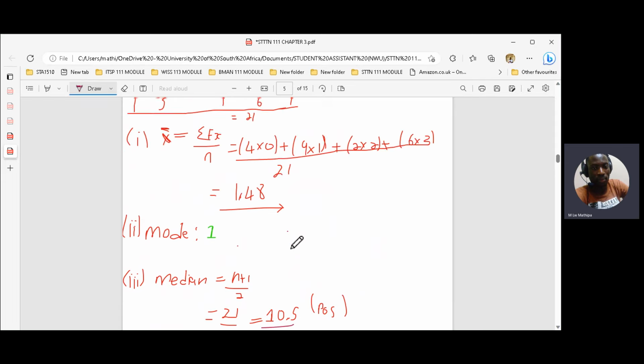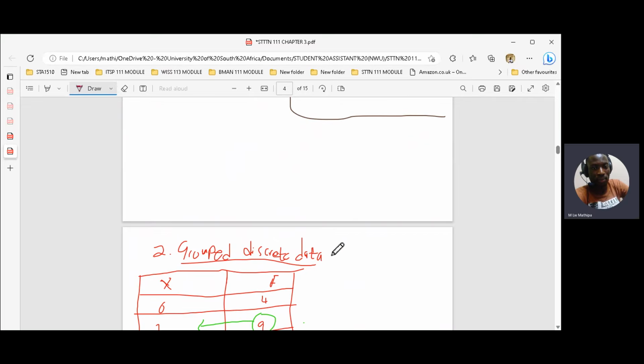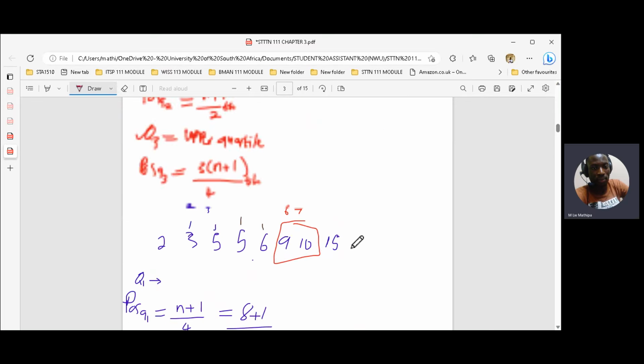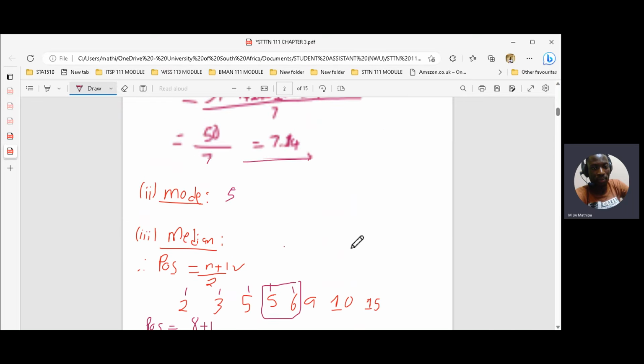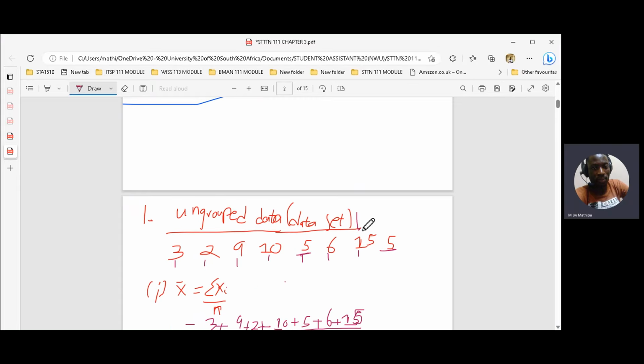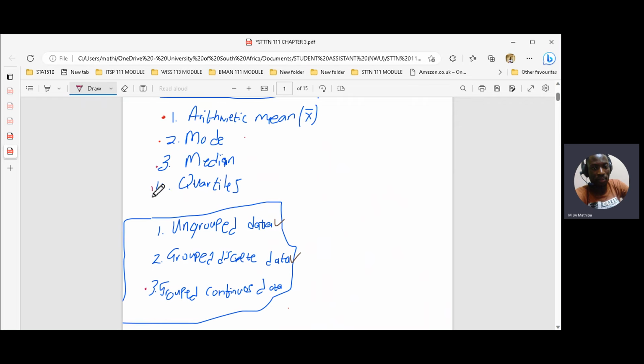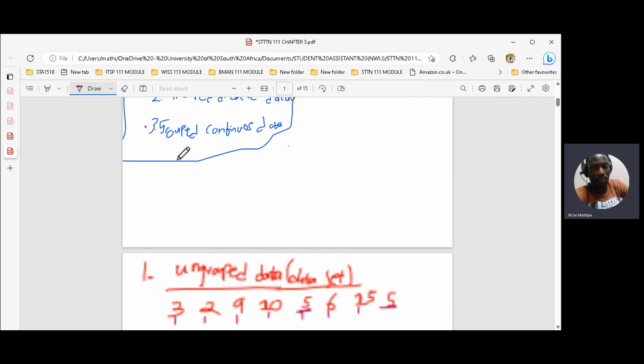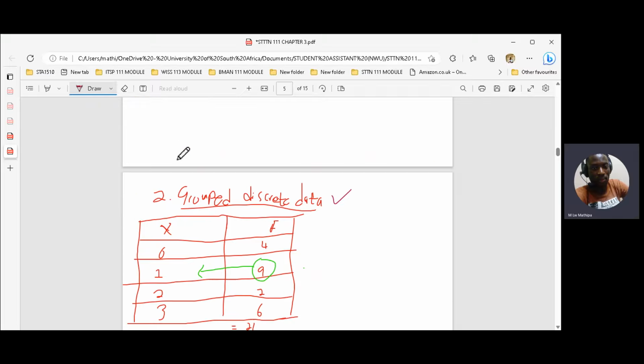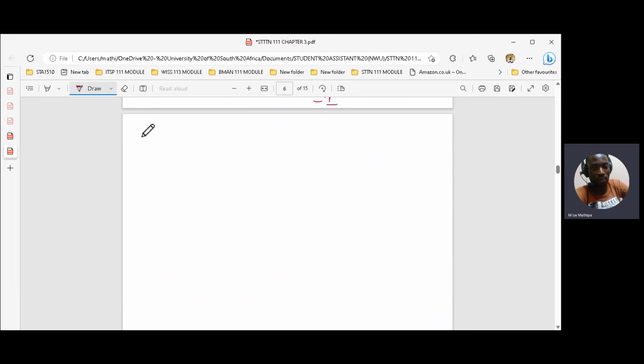Then we are done for grouped discrete data, and also for ungrouped data. Then we're only left with grouped continuous data. For grouped continuous data, let's do it. Grouped continuous data, the last one here.